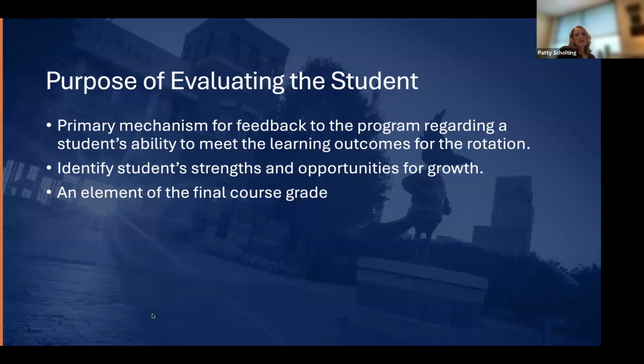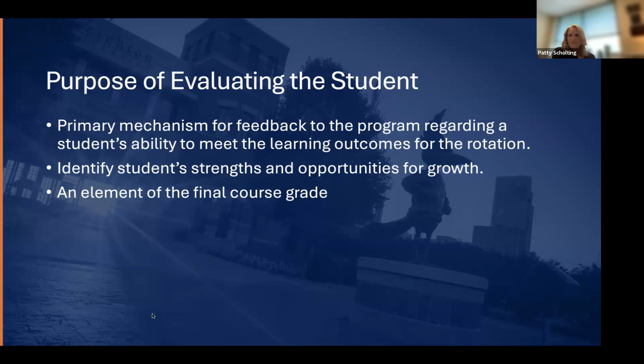And what is the purpose of evaluating the student? Certainly it's a primary mechanism for feedback. It's not only for the program to gauge the student's abilities to meet the learning outcomes for the rotation, but also to identify the student's strengths and opportunities for growth. I think that's very important.